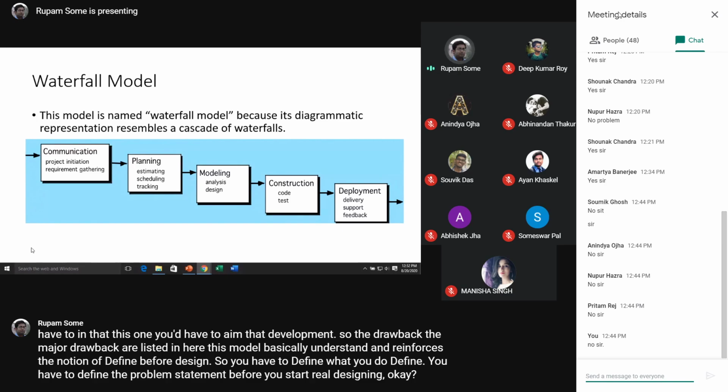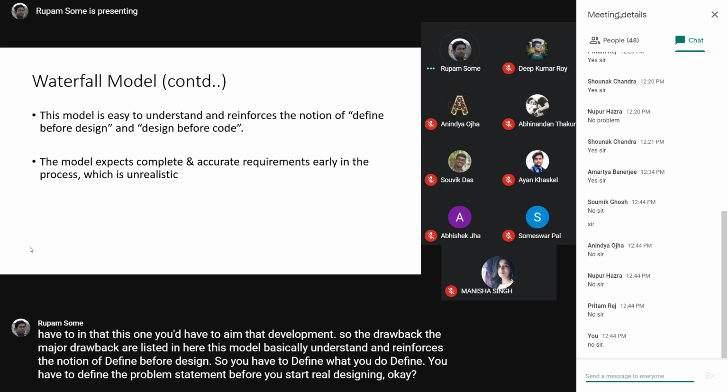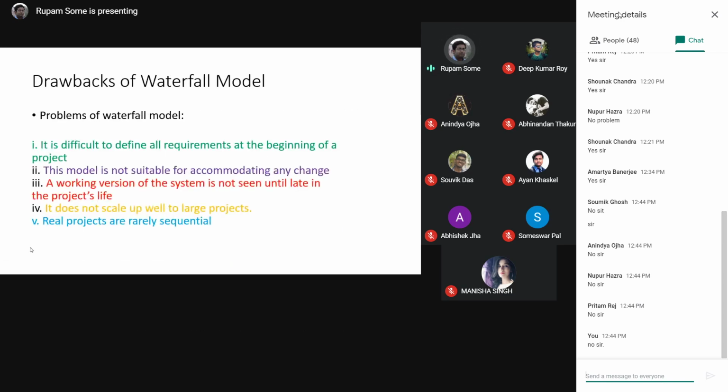So let me talk about this. Let me show you what exactly the drawbacks of waterfall model are. It is very difficult to define all the requirements at the beginning of a project. It's really true. Nobody can clarify the requirements at the very beginning. Let me give you a typical example. Let me give you one more example.